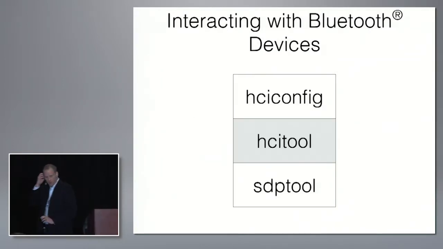All right. So interacting with Bluetooth devices. Basically, you've got some core command line tools that get you access to the controller level as well as the application or host level. You have hciconfig, which allows you to configure Bluetooth devices. You've got hcitool, which allows you to configure connections. And you've got sdptool, which allows you to look at the services that the device is capable of.